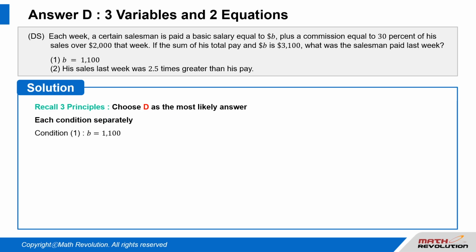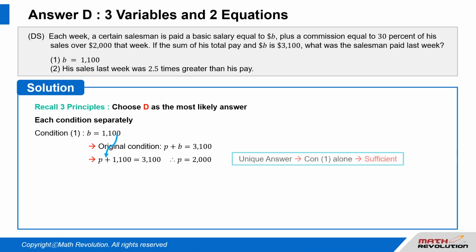Let's take a look at each condition. Condition 1 tells us that B equals 1,100. Now, we know that P plus B equals 3,100. Substituting B equals 1,100 into the equation gives us P plus 1,100 equals 3,100, or P equals 2,000. Since this value of P is unique, it's sufficient.